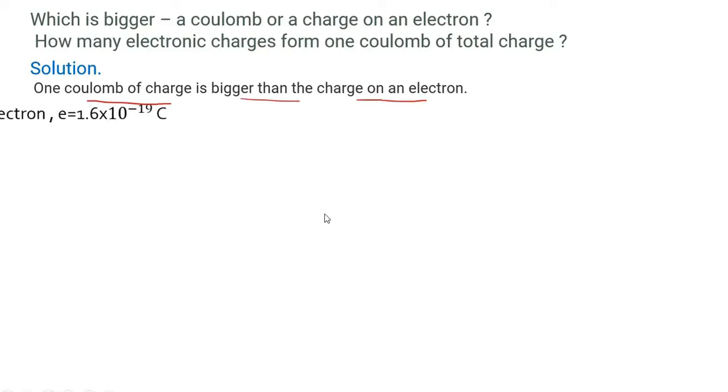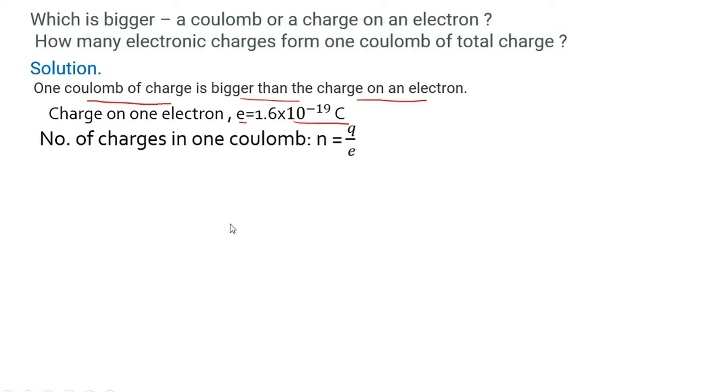The charge on an electron, all of us know, is e, which equals 1.6 into 10 to the power minus 19 Coulomb. Now let's calculate the number of charges present in 1 Coulomb of charge. For that we have to use the formula n equals Q by e, which is based on the quantization of charges. Here we have to put the magnitudes.